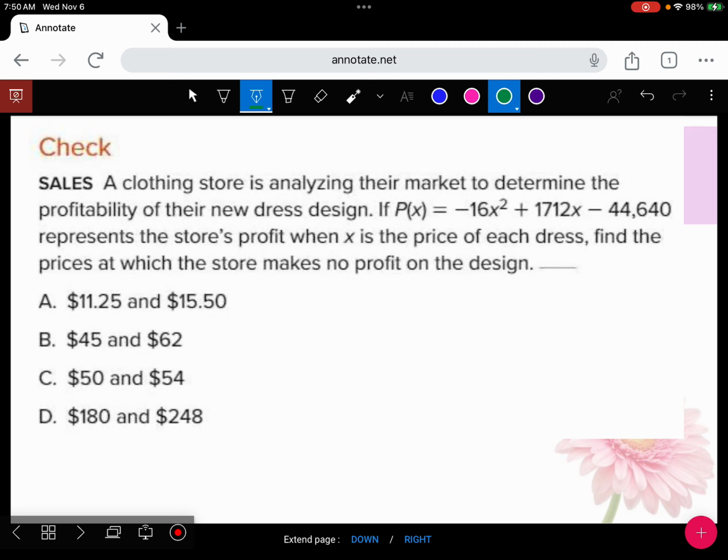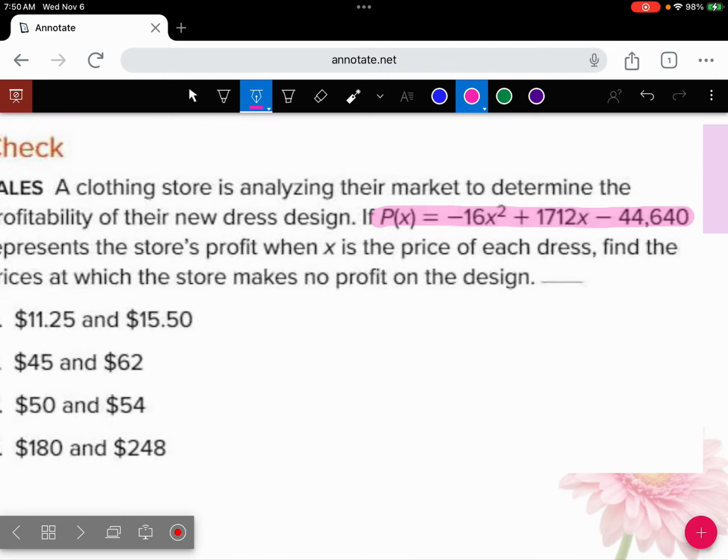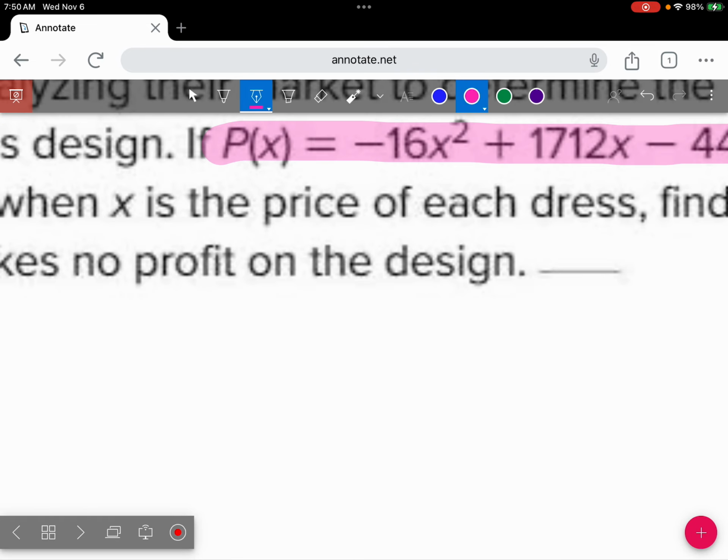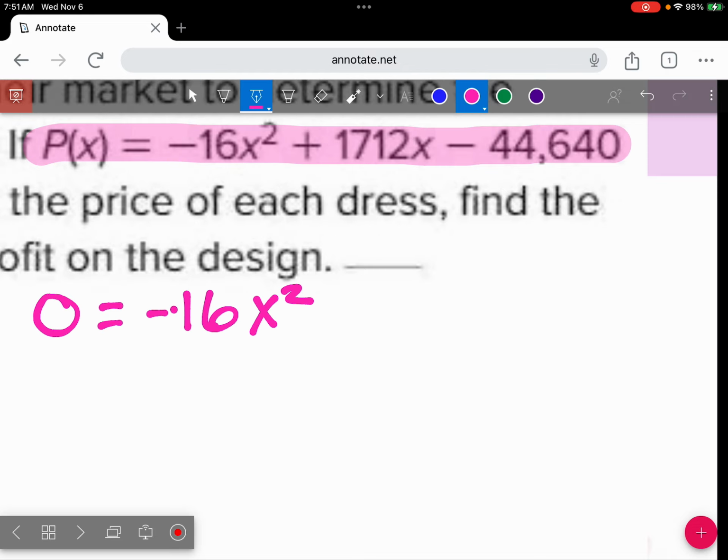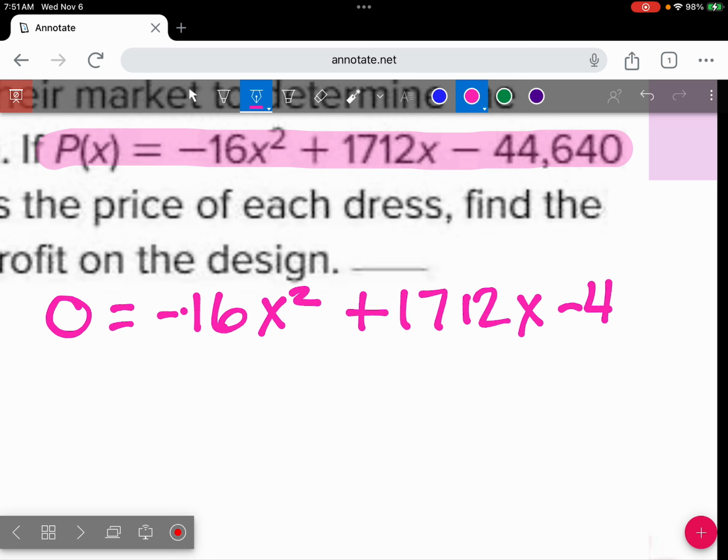So we're looking at this equation, and they want us to find out when the profit is 0. So when it equals 0 instead of P of x: minus 16x squared plus 1712x, minus 44,640. Super gross. But they want us to find those zeros, those roots, those x-intercepts. That's when they make no profit. So as long as they keep their prices between there, they're going to turn a profit.